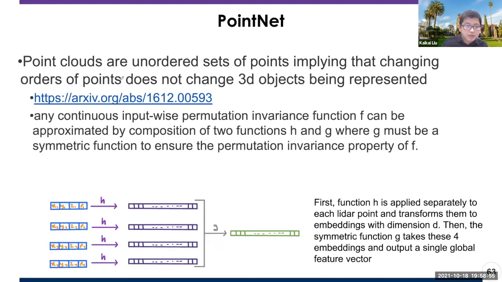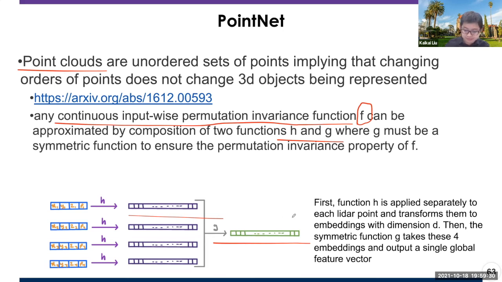Then the key idea of PointNet is that they want to utilize one mathematical feature. If you change the order of the points, nothing changes because the 3D representation is the same. So mathematically, any continuous input-wise permutation invariant function f can be approximated by the composition of two functions, h and g. So PointNet has lots of mathematical foundations there, right?